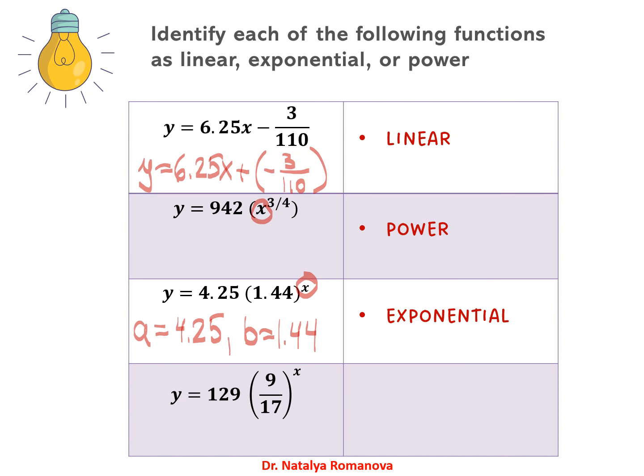So exponential function. Next example, we can see the variable x in the exponent. So it is an exponential function with initial value a equals 129 and base b equals 9/17.